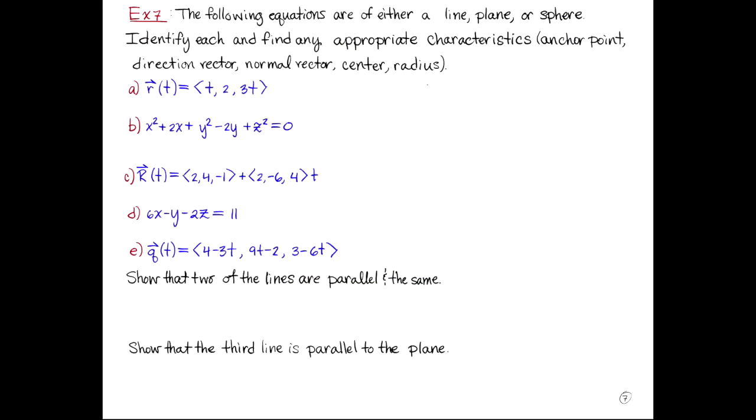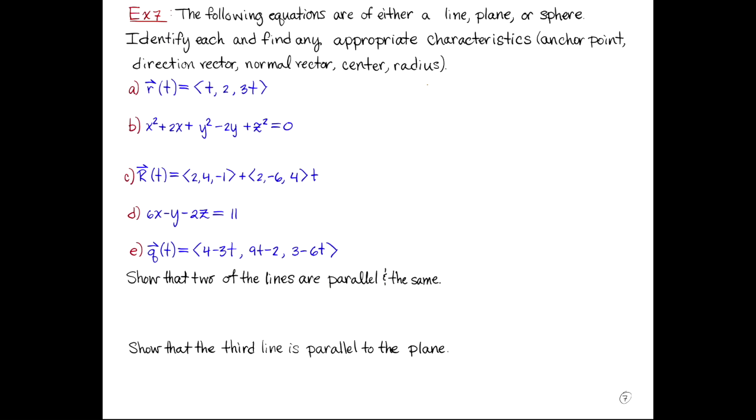In example 7, the following equations are of either a line, a plane, or a sphere. We want to identify each, and we'll find any appropriate characteristics, such as anchor points, direction vectors, a normal vector. If it's a sphere, we'll label the center and the radius.